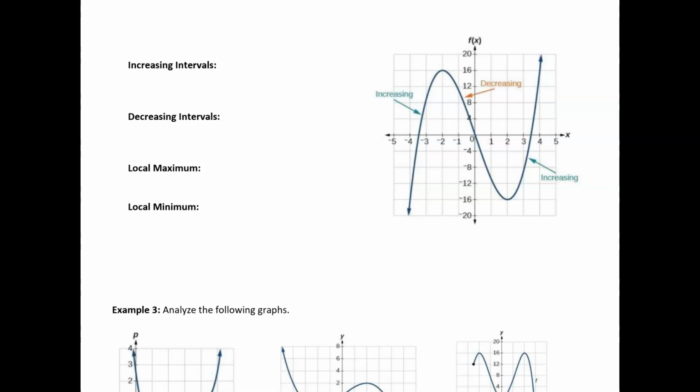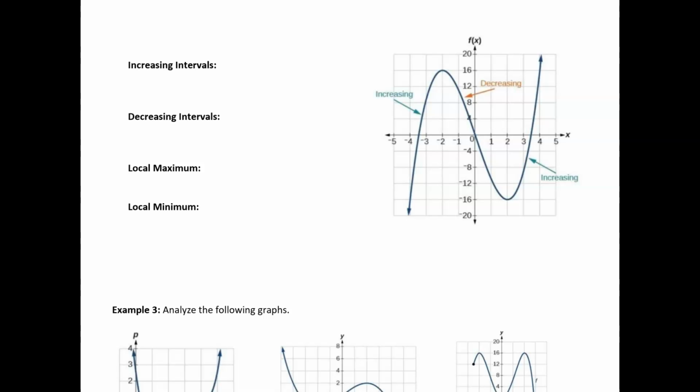A few more examples that I want to cover here in section 1.3. Let's put together what we already defined at the end of the last video, talking about increasing and decreasing, and let's look at a graph and see what we can do with that. If you're looking at this graph over here on the right, the first thing I want to look for is where are the increasing intervals.